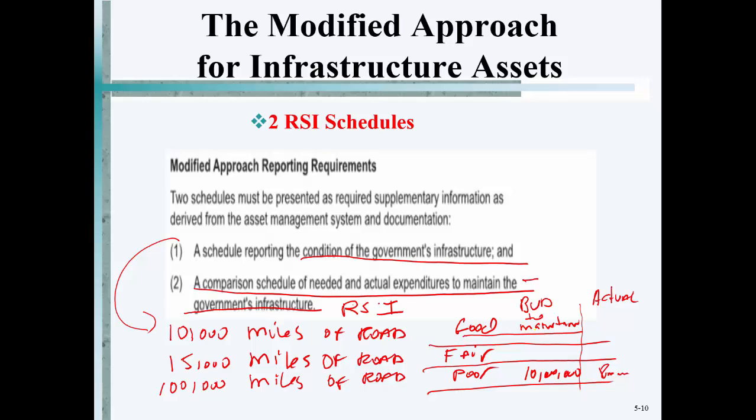Budget to maintain good is $1 million. Actual is 0. Let's make it an even worse story. Budget to maintain fair is $2 million. Actual is 0. Are you happy? They took all their money and they put it toward trying to help what's bad and getting worse.